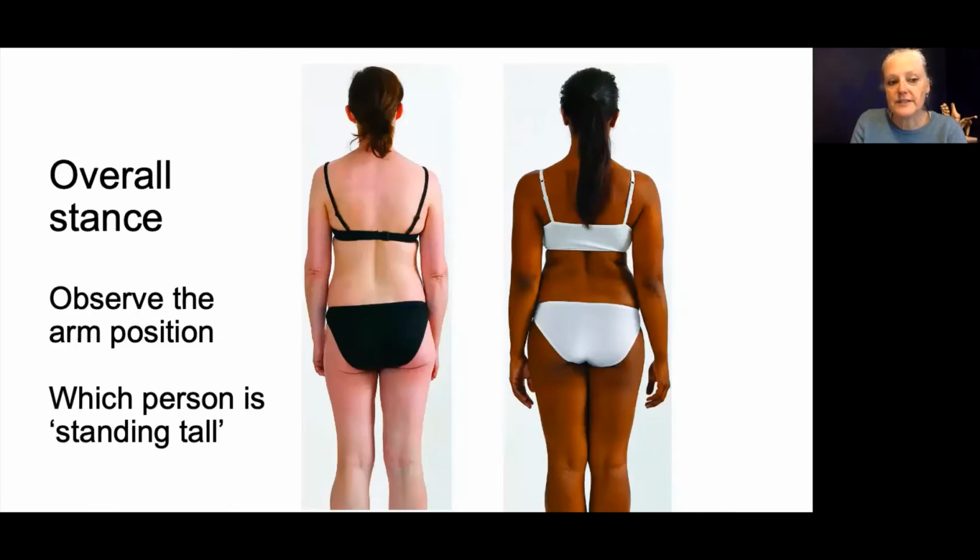Think about the overall stance. Now, again, this is something very interesting. I wasn't sure about putting this in. I kept taking this slide out and then putting it back in again. If you think about overall stance, and this is where you get very good at this if you do a lot of them.